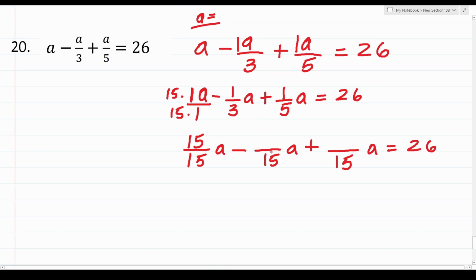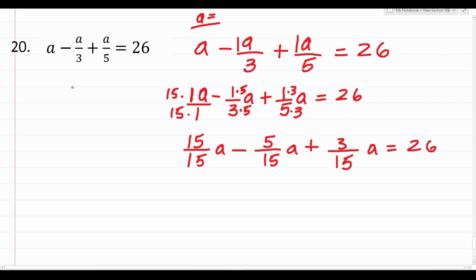To write 3 as 15, we're going to multiply it by 5. We're also going to do that to its numerator. 3 times 5 is 15. 1 times 5 is 5. To write 5 as 15, we have to multiply it by 3. We're also going to do that to its numerator. 5 times 3 is 15. 1 times 3 is 3.